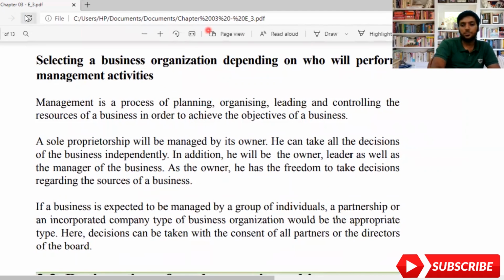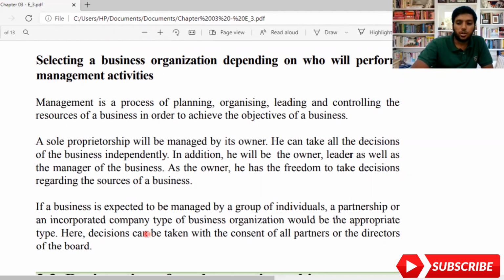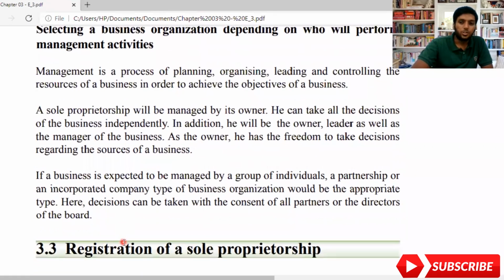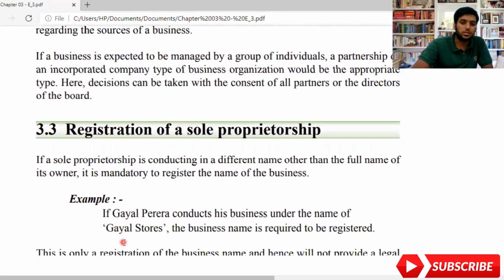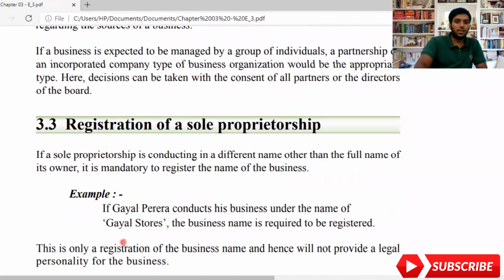As we see here, if the business is expected to be managed by a group of individuals, a partnership or an incorporated company would be the appropriate type of business organization. The decisions can be taken with the consent of all partners or the directors of the group. Based on the business organization you select, you need to know who is going to control the organization. It's very important when you're taking decisions.